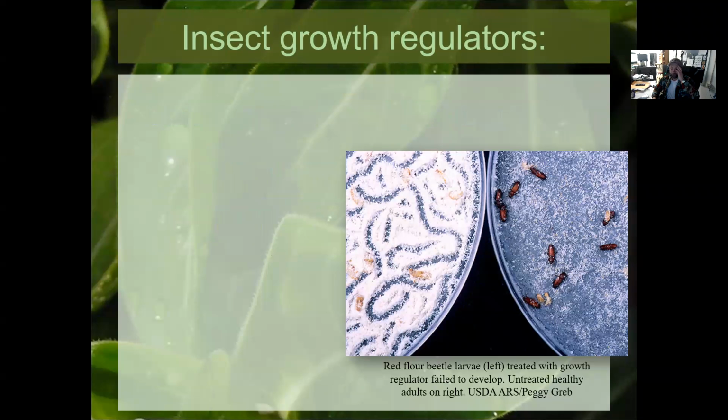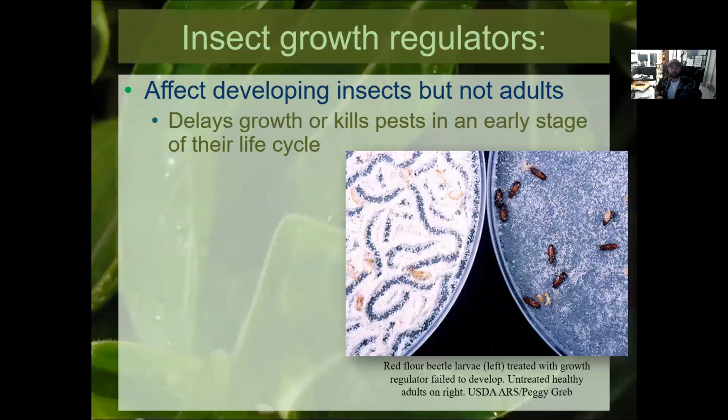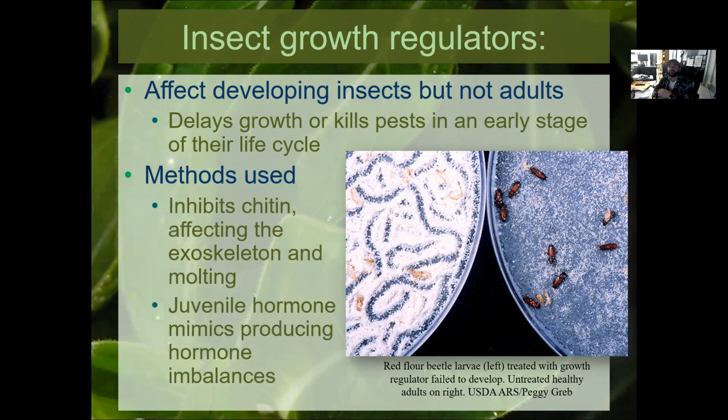And then insect growth regulators. These affect developing insects, but not the adults. So if you spray these on the adults, it's not going to do anything to those adults. But if you spray the babies, or during the early stage of their life cycle, then it's going to take those out. Methods used: inhibits chitin, affecting the exoskeleton and molting. Juvenile hormone mimics, producing hormone imbalances.